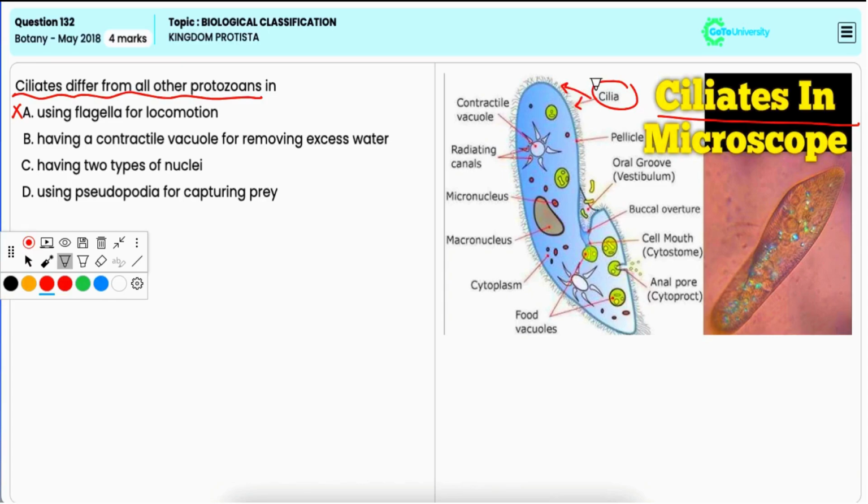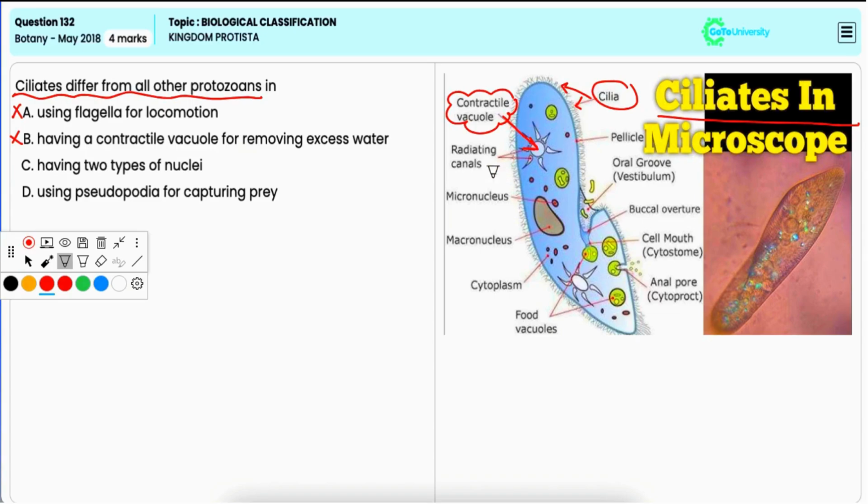Option B, have a contractile vacuole for removing excess water. It is also incorrect because many protozoans, not just ciliates, have a contractile vacuole to help maintain osmotic balance by removing excess water. This feature is common among freshwater protozoans, including amoeba and flagellates, so this is not a distinguishing characteristic. Option C, having two types of nuclei.